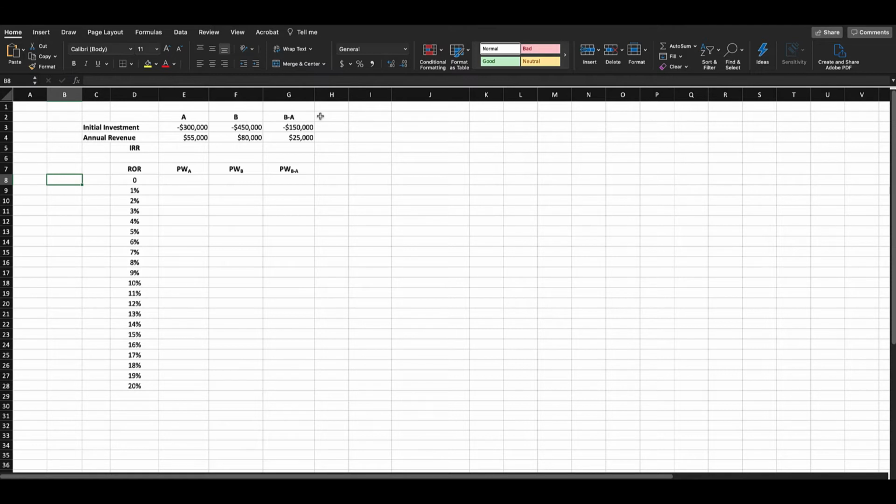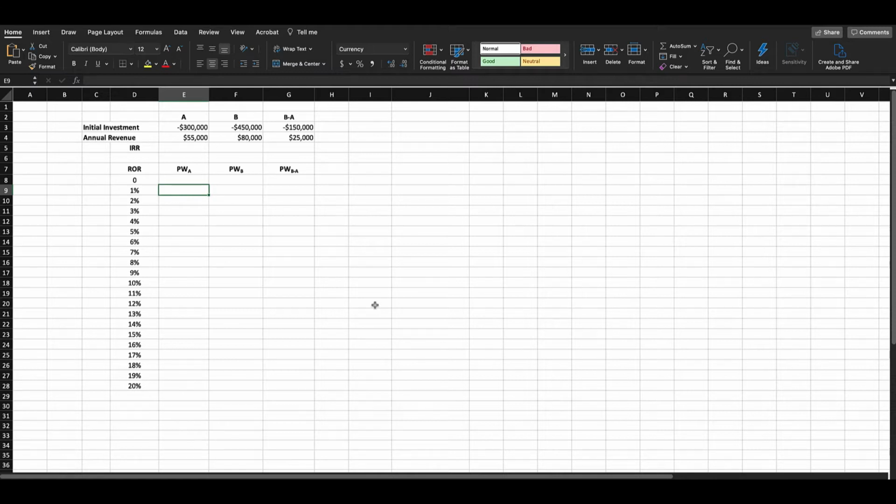Also, since we had to do the incremental rate of return analysis, we looked at the B minus A cash flow, and we want to calculate the rate of return of that analysis as well. As you know, the rate of return is the interest rate where the present worth is equal to 0. So what I'm going to do is to calculate the present worth of these three alternatives at different percentages and graph them so we can see the difference between them on the graph to provide more insights.